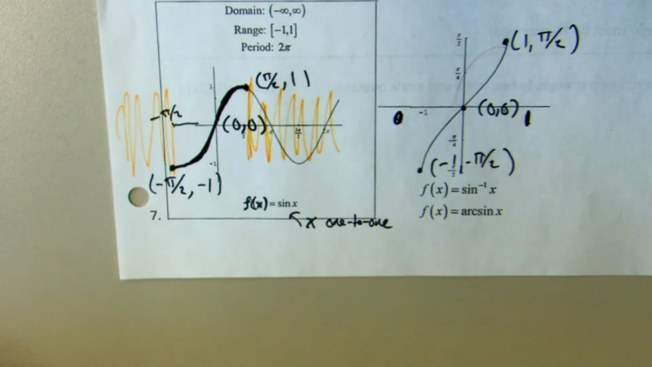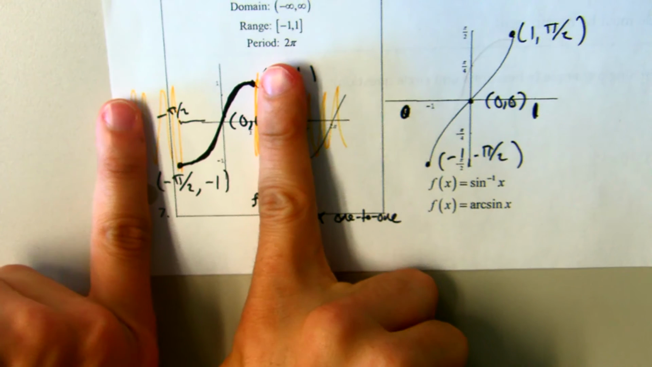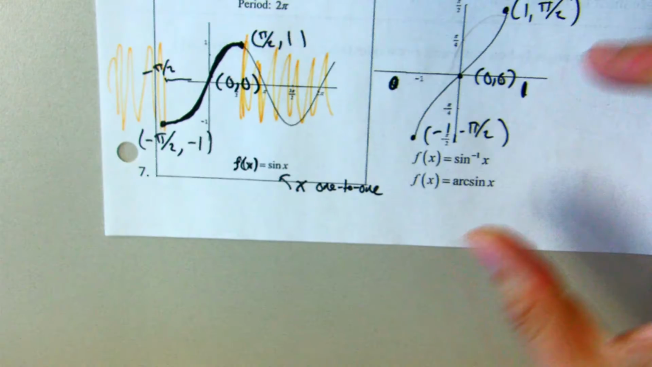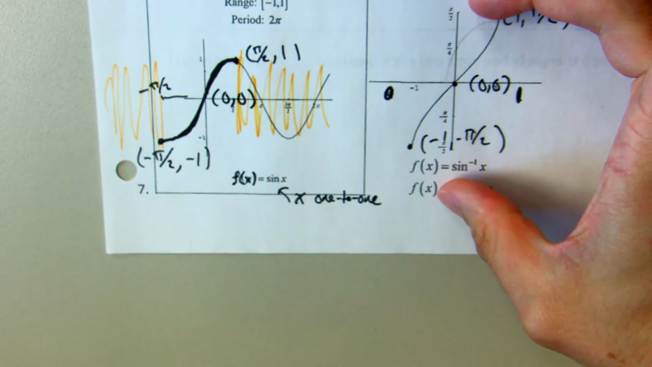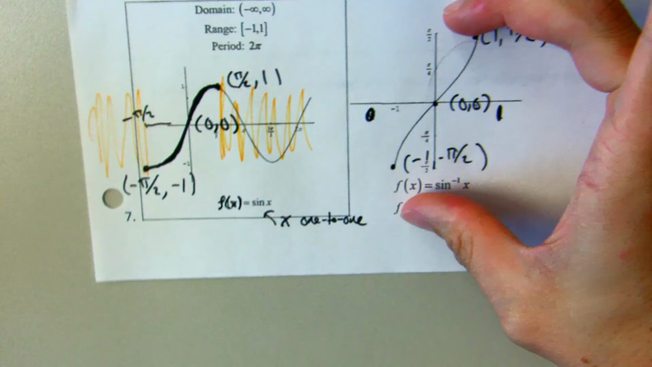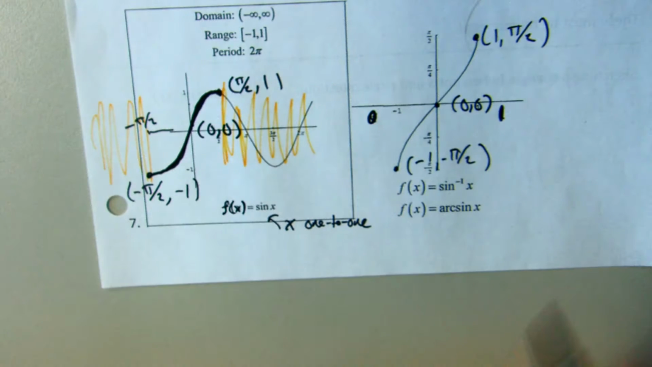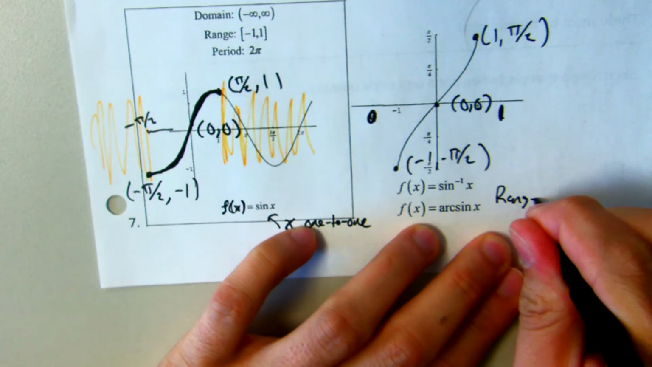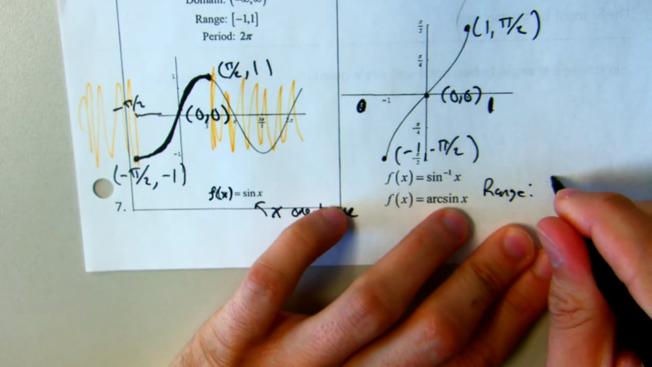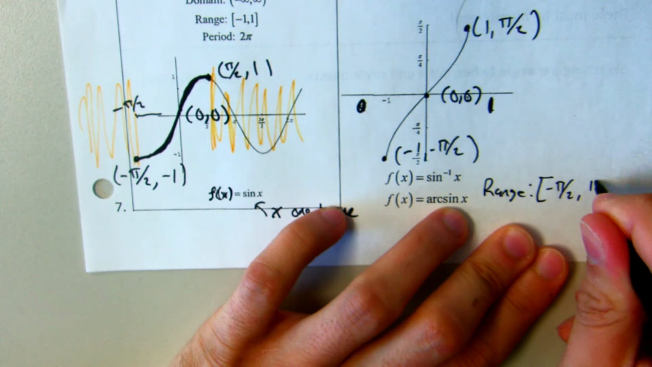Alright, so because we can't use the entire sine graph, we have to restrict the domain, which therefore restricts the range of inverse sine. So the range of inverse sine is from -pi/2 to +pi/2. So you need to write this. The range is from -pi/2 to +pi/2.